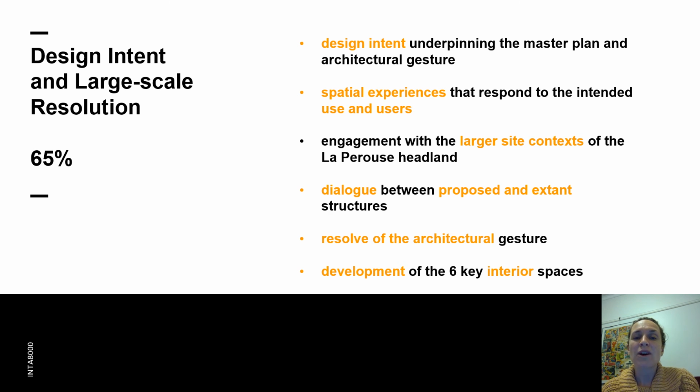The third is how well have you engaged with the larger site context, so the surrounding elements of the La Perouse headland. How sophisticated is the dialogue or relationship in the architecture and the master plan between proposed and extant structures as well as the landscape? How well have you resolved the architectural gesture? And finally, and this is a smaller criteria, how well have you developed your interior spaces in critically reflecting on the feedback that you received in assessment 1?